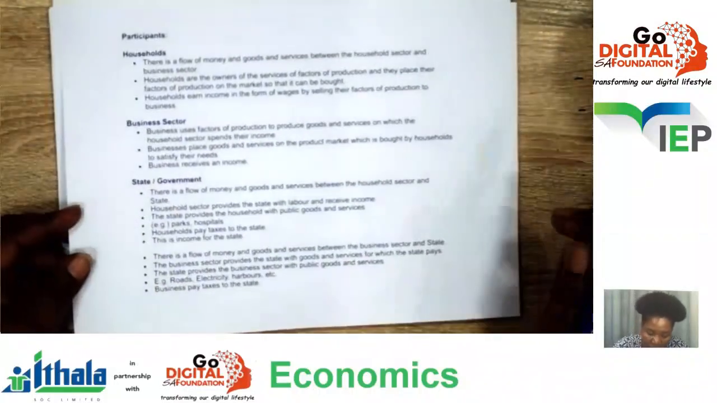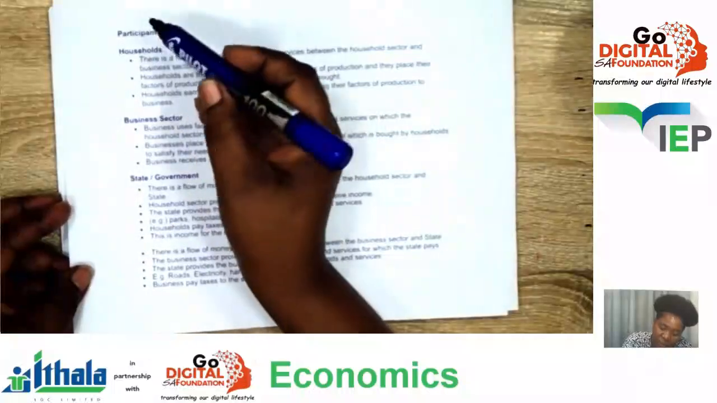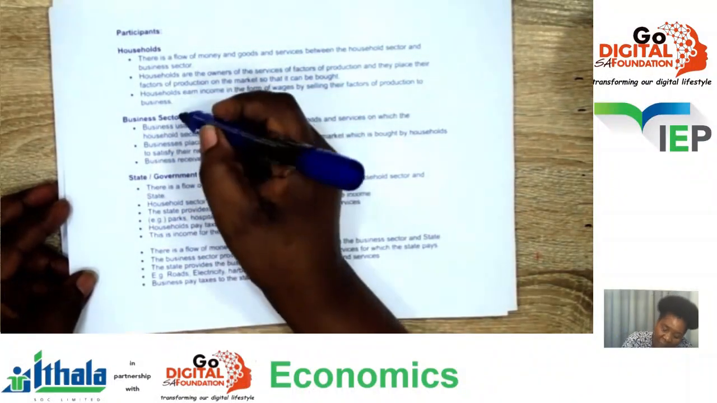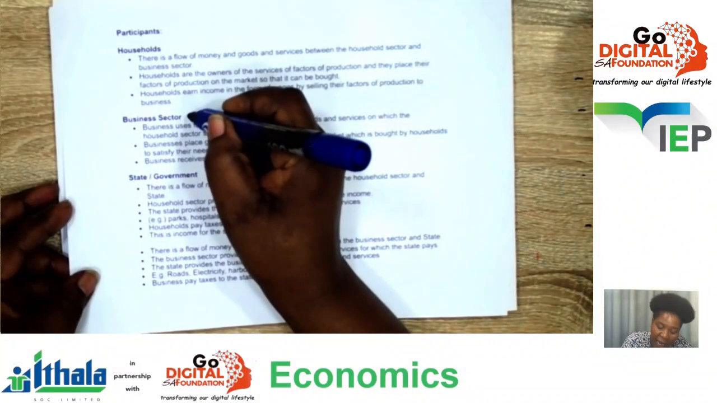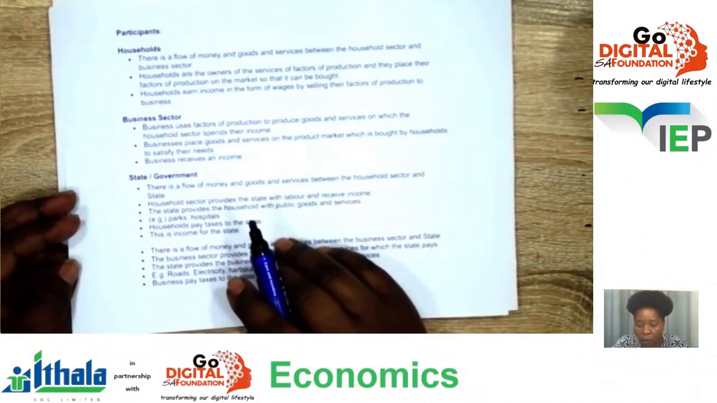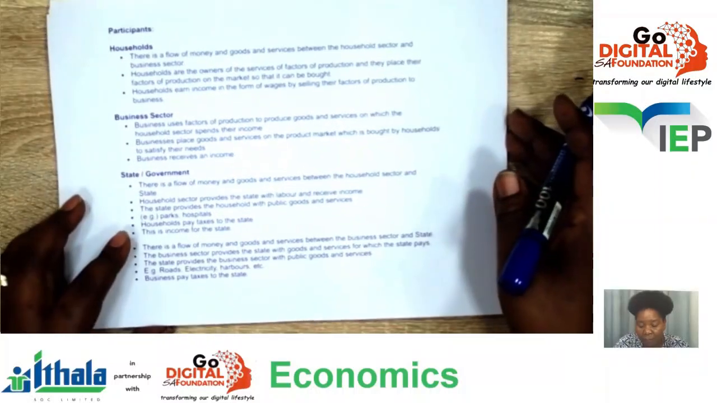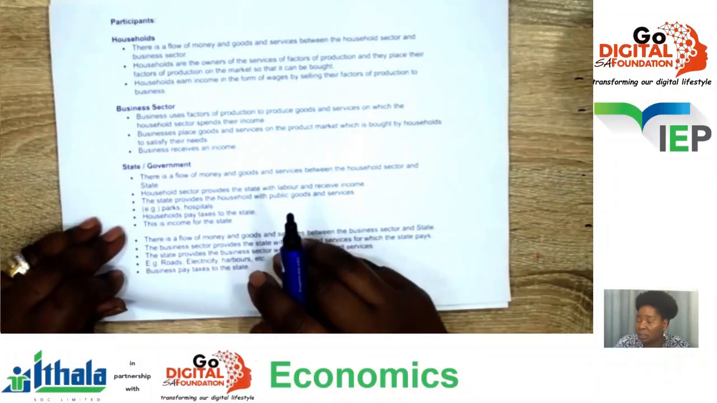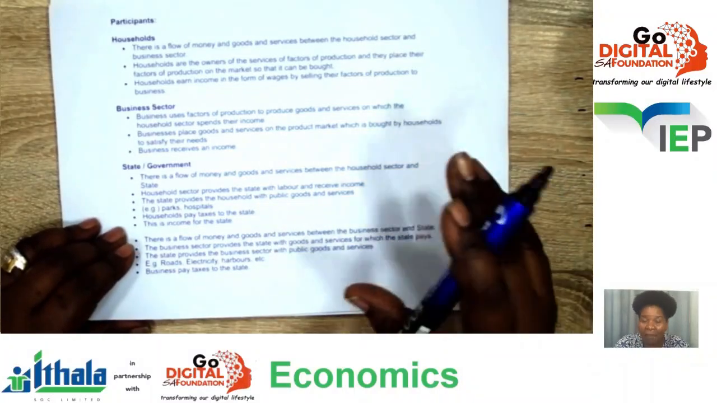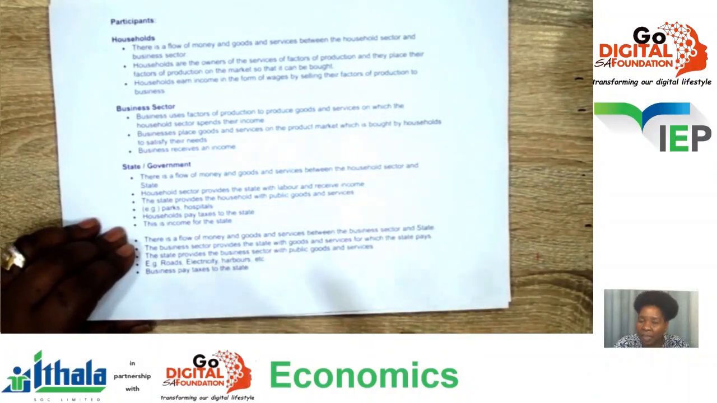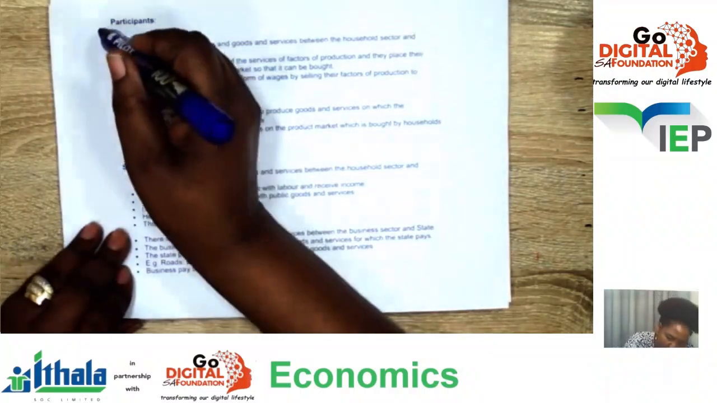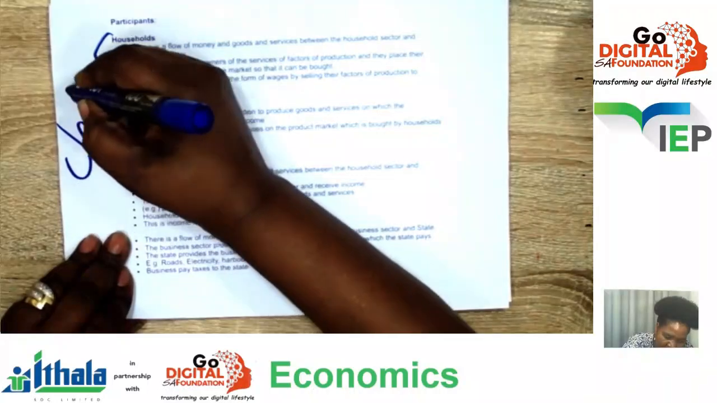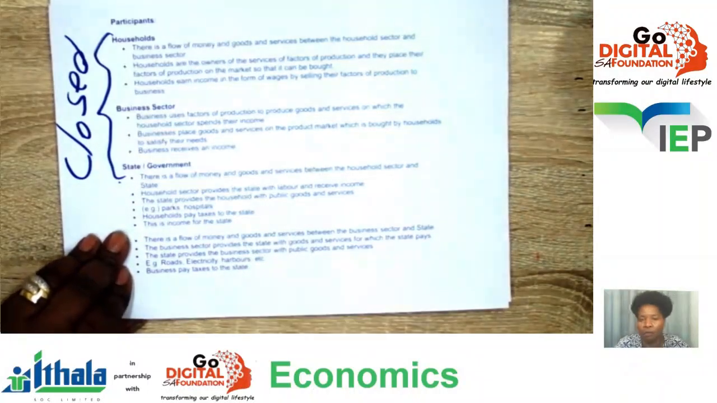I have here in my hand the participants, which is the household, that is us, the consumers, the businesses, which is the business sector, and the government. Because we know our country is a mixed economic country, which means there is no one who can just do as they please. We have the government that controls everything. And these three, they are the ones that tell us it's a closed economy.